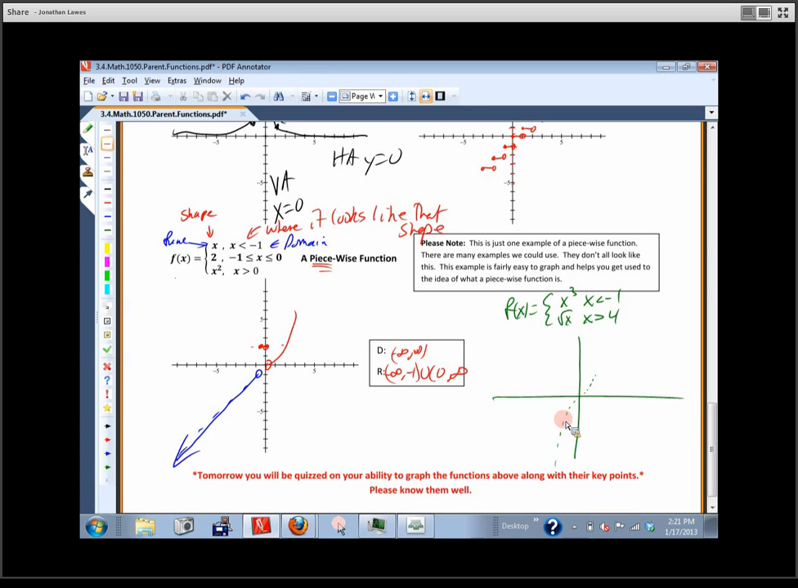You think piecewise functions are tough? I hope not. If you've got a question on any of this, come and see me. If you look at the homework, we did like half the homework for you right now. Get the homework done. Come tomorrow ready to graph any one of those along with 3, 4, 5 key points on those functions. Understand those shapes, why they make the shapes they do, and you're going to be in business.